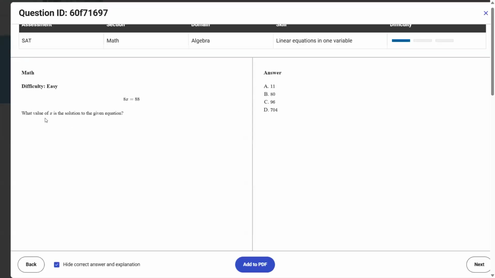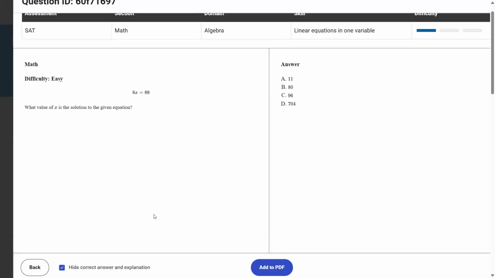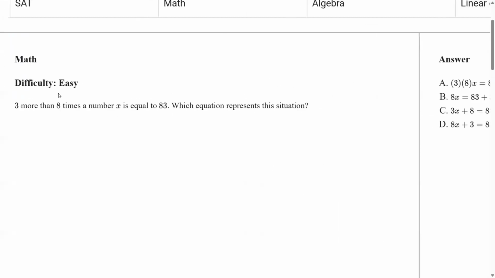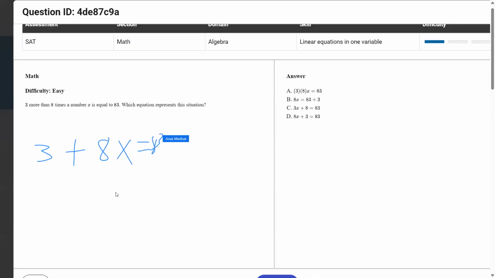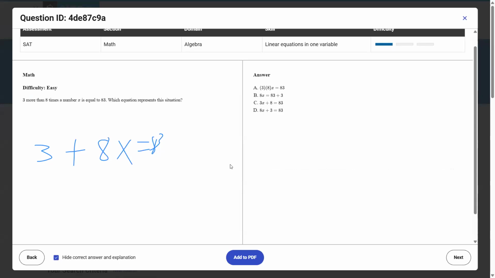But what's the value of x in the solution to the given equation? Also an easy question. Just divide 88 by 8 to give you 11. 3 more than 8 times the number x is equal to 83. Which equation represents the situation? Easy question also. 3 more than 8 times x, which means plus, 8 times x equals 83. So the answer is C. I mean D, yes. D, yes.